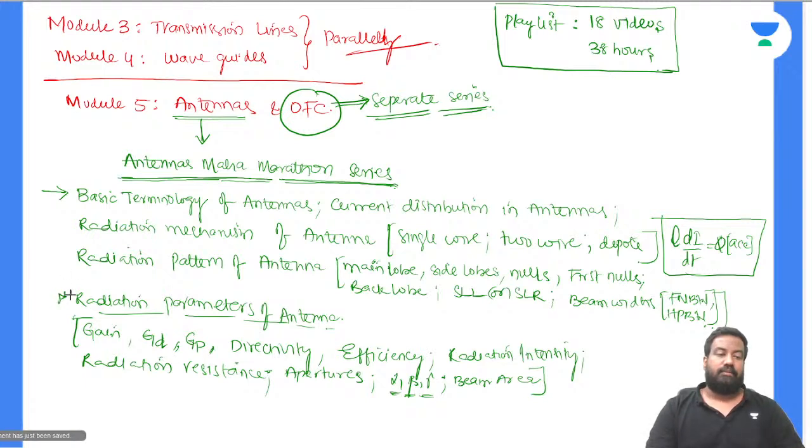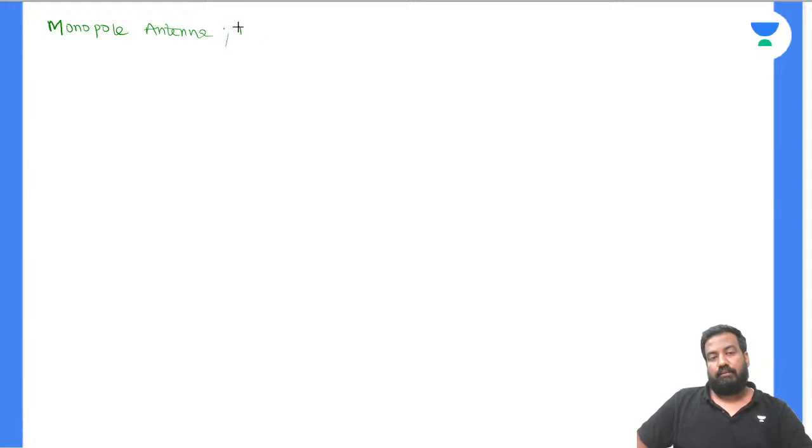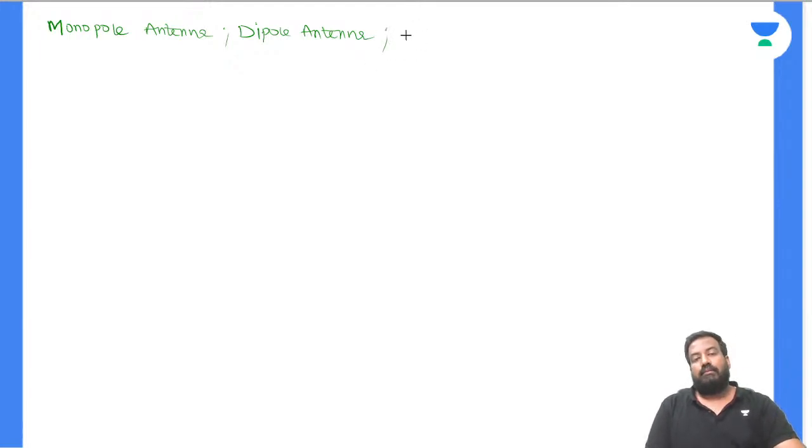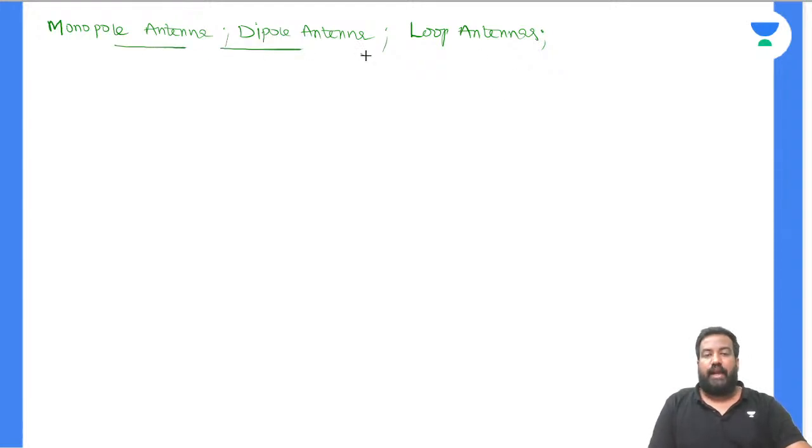This we discussed under radiation parameters of antenna, and also we discussed basic antennas like monopole antenna, dipole antenna, its radiation pattern, and loop antennas. This we have discussed exclusively: monopole, dipole and loop antennas.